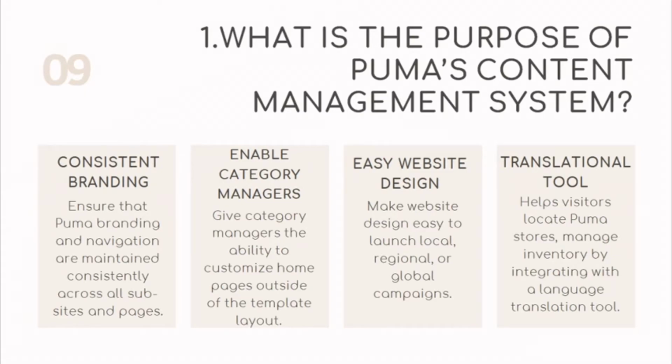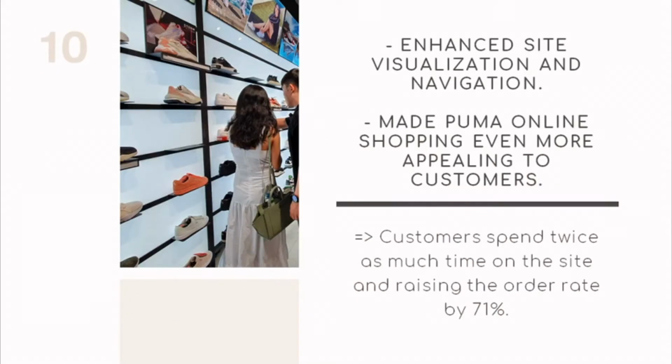It also gives category managers the ability to customize home pages outside of the template layout. It also makes website design easy to run local, regional, or global campaigns. It also has translation tools, which have facilitated locating Puma stores and managing inventory. All the design changes by the CMS have enhanced site visualization and navigation, which led customers to spend twice as much time on the site and raise the order rate by 71%.